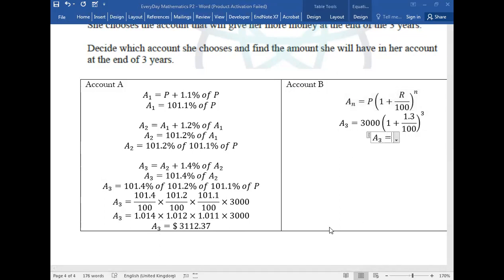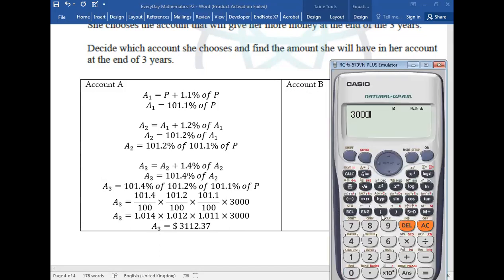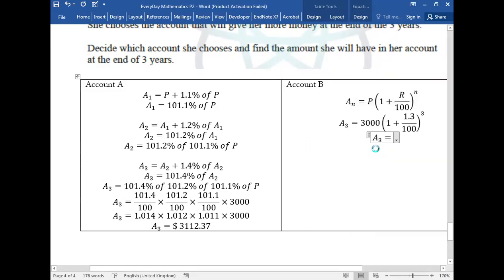Smartly put this in your calculator. 3000 bracket 1 plus 1.3 upon 100 to the power 3. 3118.53.